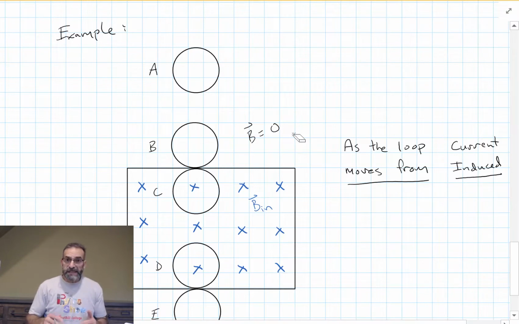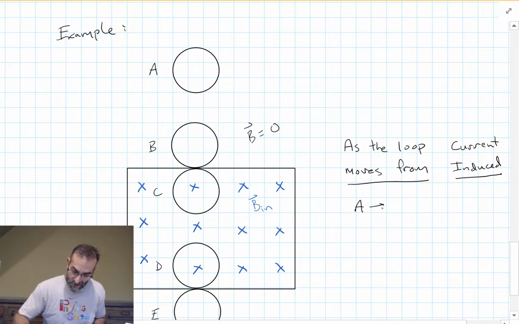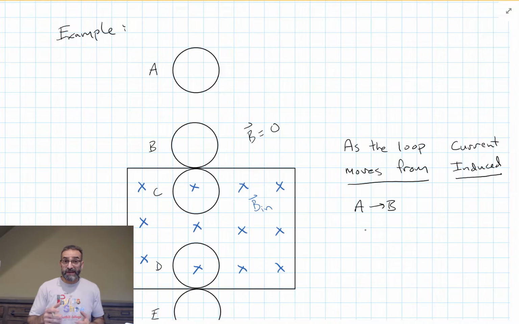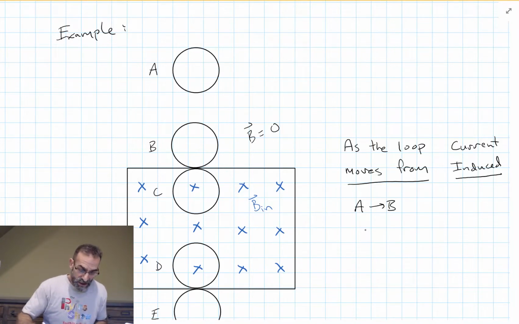So as the loop slides across the table from A to B, do we have induced current in the loop? And if so, what direction is it as we look down from above at the loop? The question is, do we have any changing magnetic flux as it moves from A to B? It has zero magnetic flux at A. It has zero magnetic flux at B. Nothing changes. So we get no induced current.